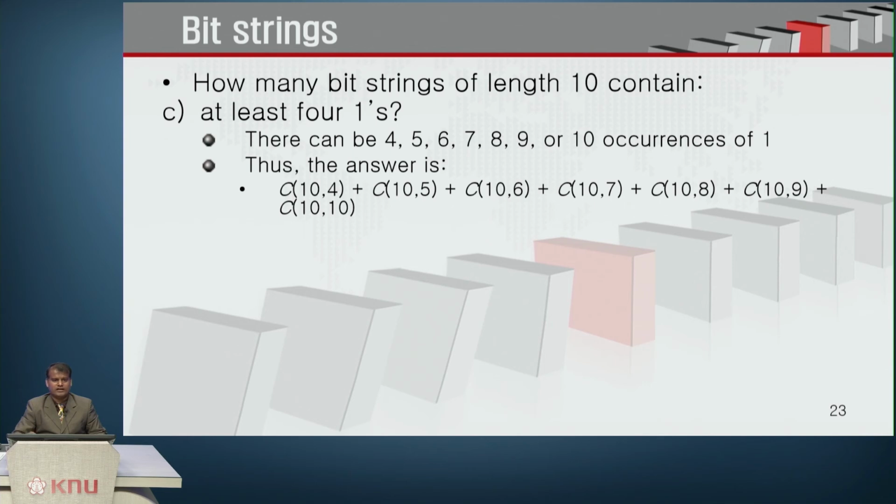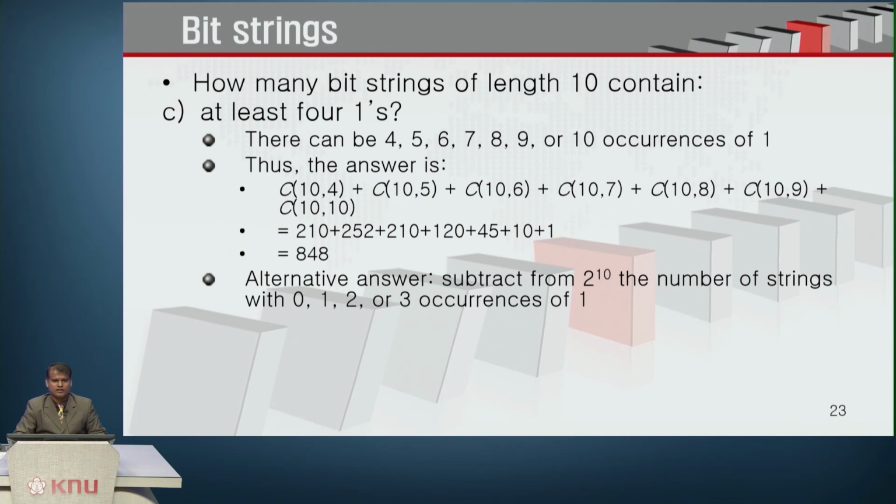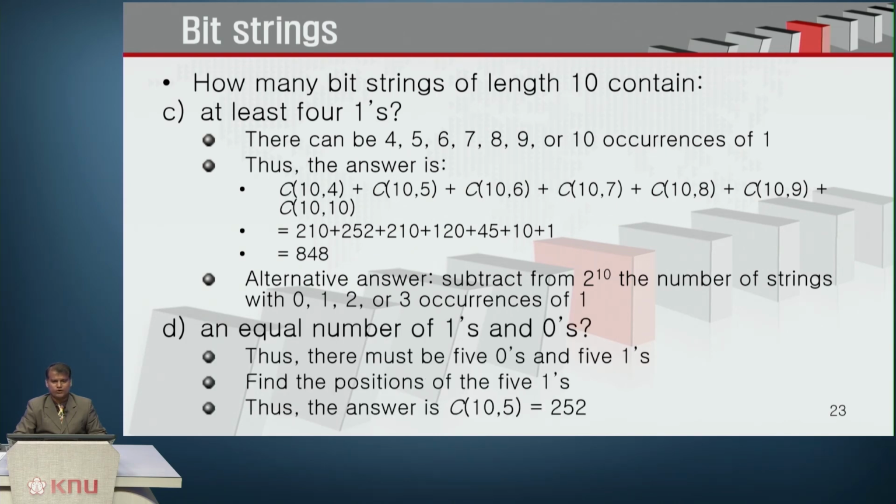More on the bit string, at least 4 ones. We have at least 4, which means that it can go beyond 4: 4, 5, 6, 7, 8, 9, 10, until 10. So with this combination you have 848. Then an equal number of ones and zeros, that's another case to find. So that is C of n comma r, C of 10 comma 5, that is 252.